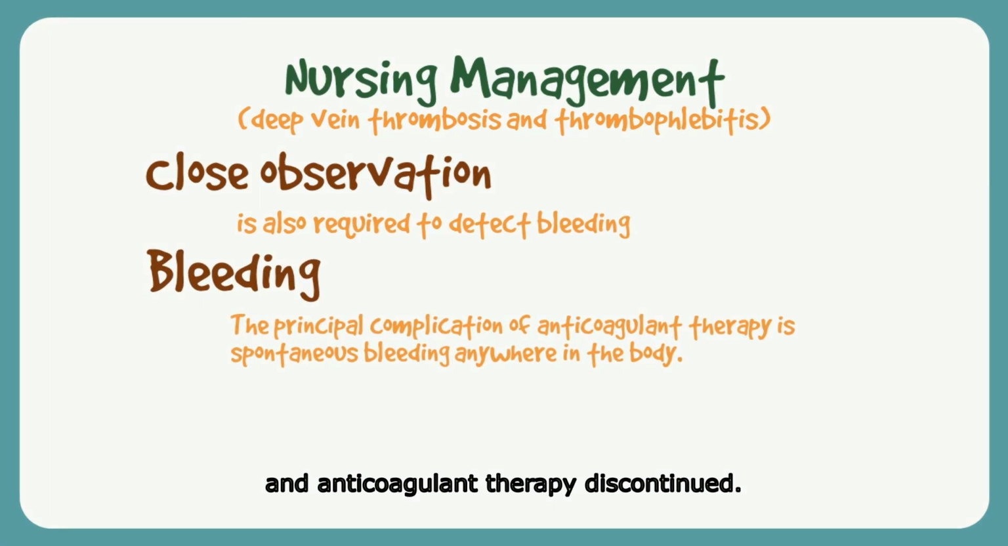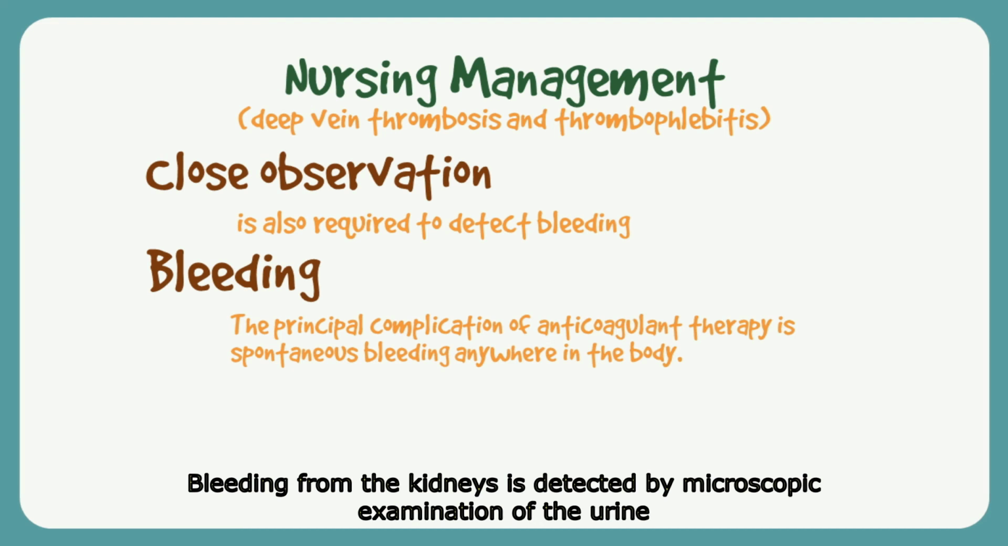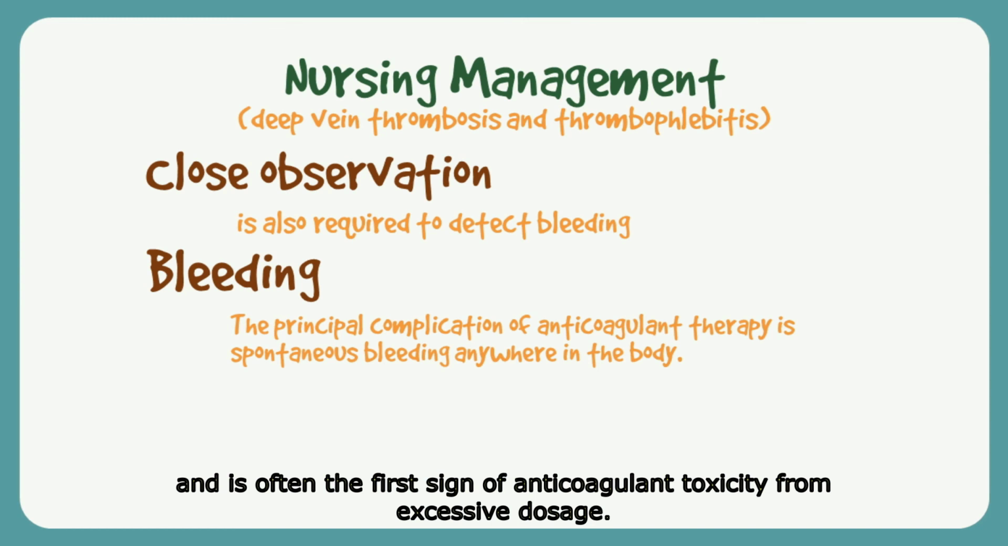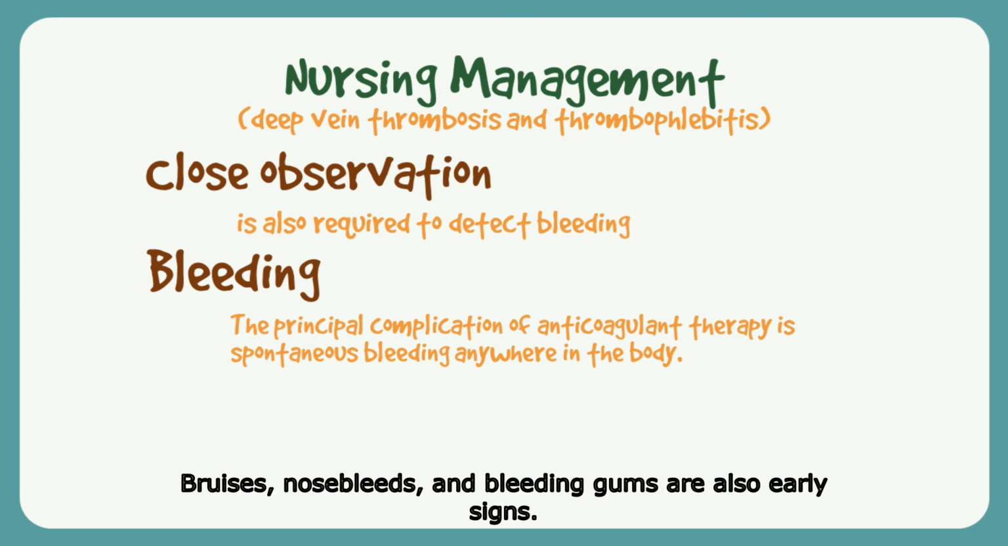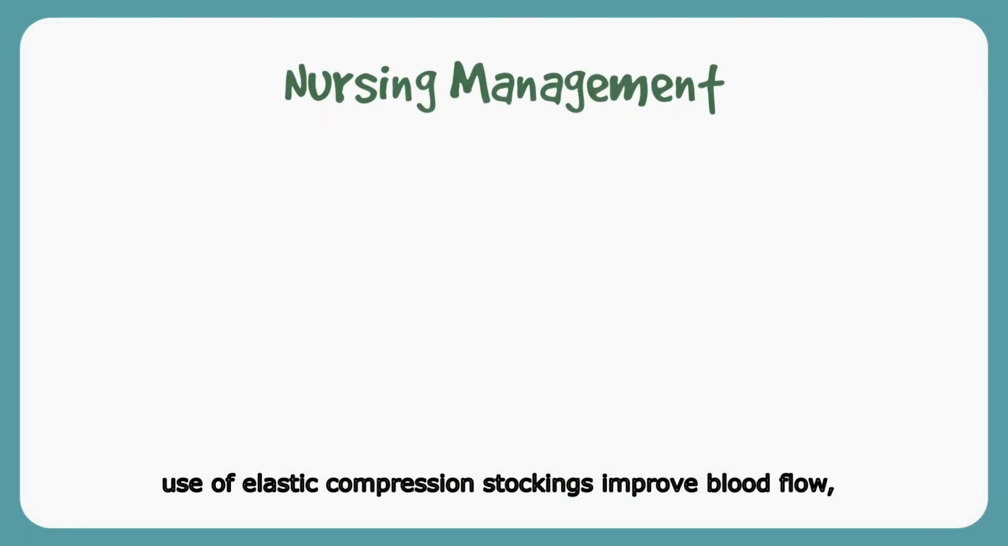Bleeding from the kidneys is detected by microscopic examination of the urine, and is often the first sign of anticoagulant toxicity from excessive dosage. Bruises, nosebleeds, and bleeding gums are also early signs.